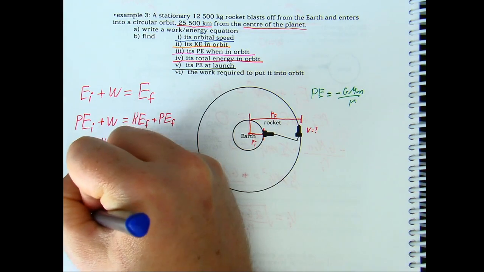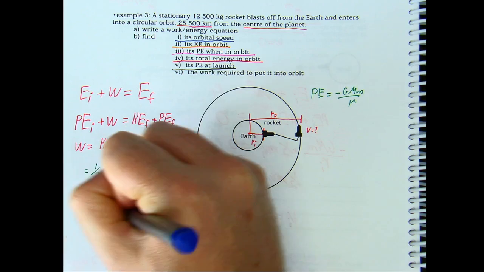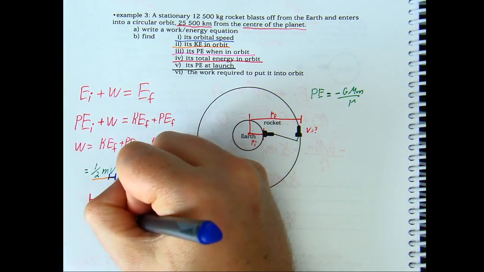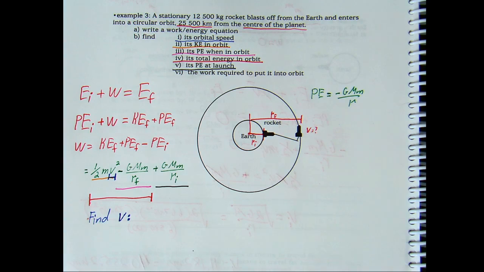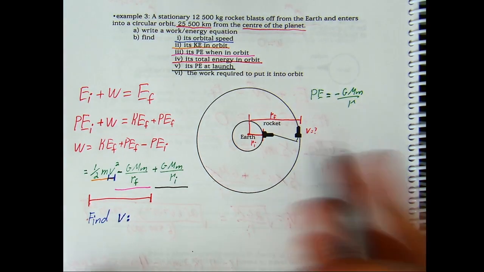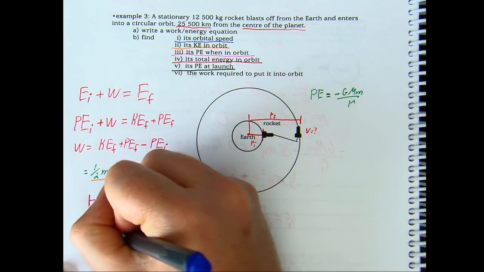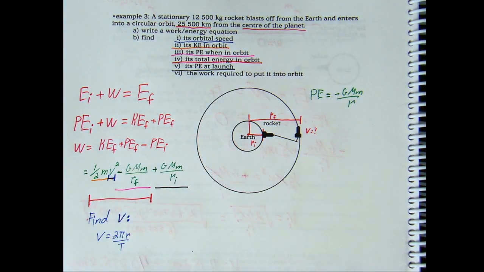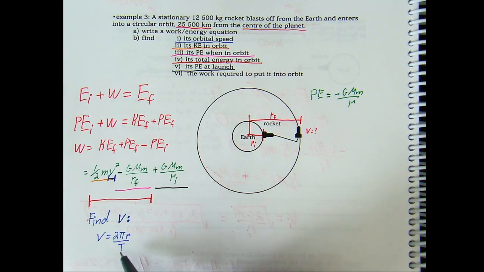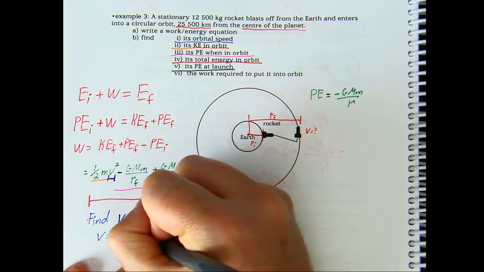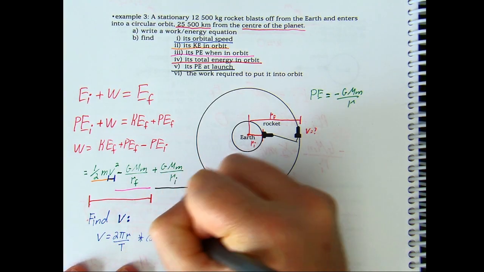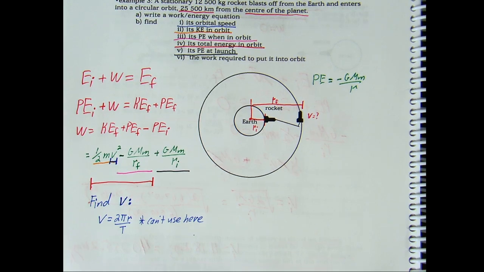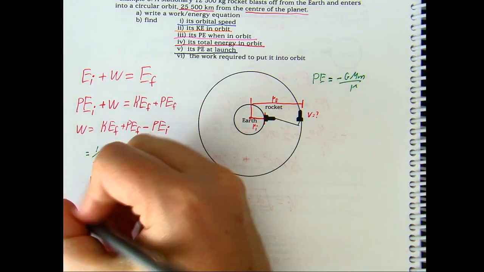Here we go. We want to find v. When you're dealing with this kind of thing, there are two ways to consider this. We could either use this equation here: v equals 2 pi r over the period. If we have sufficient information, we can use this. Well, we know what the radius is, but we don't know what the period is, so we can't use this here. What that means is we're going to have to use orbital dynamics, or the dynamics of circular motion. So we're going to have to use this.